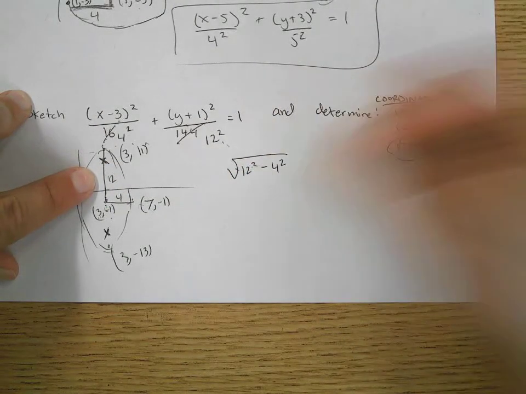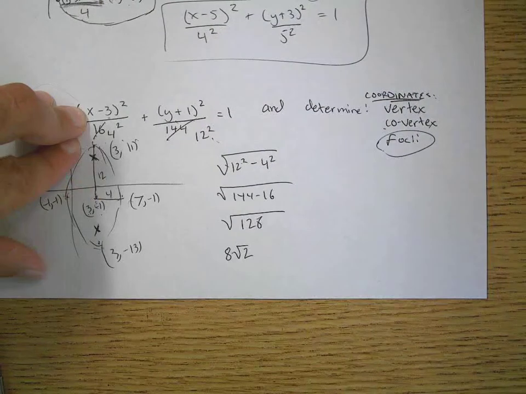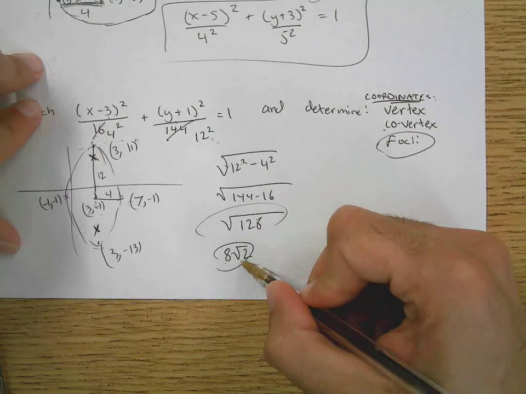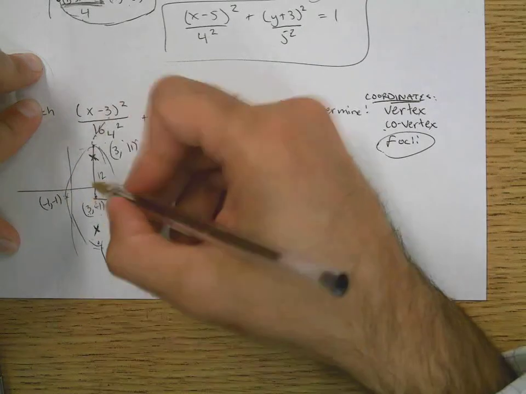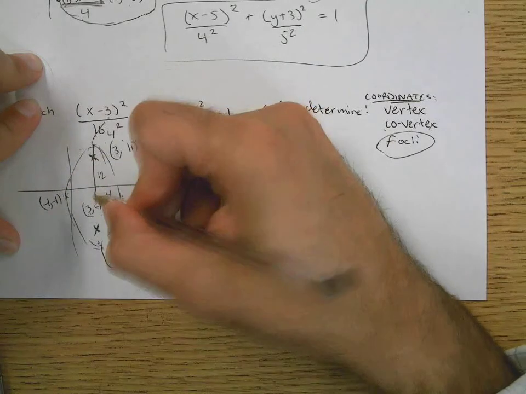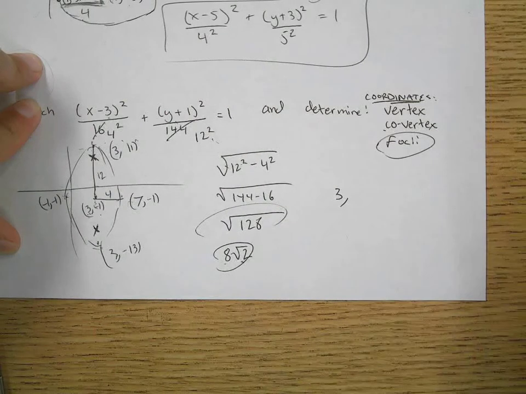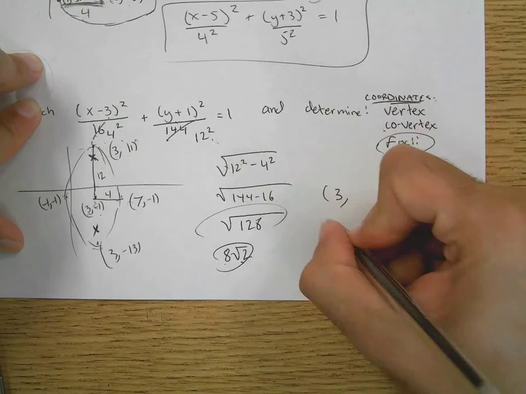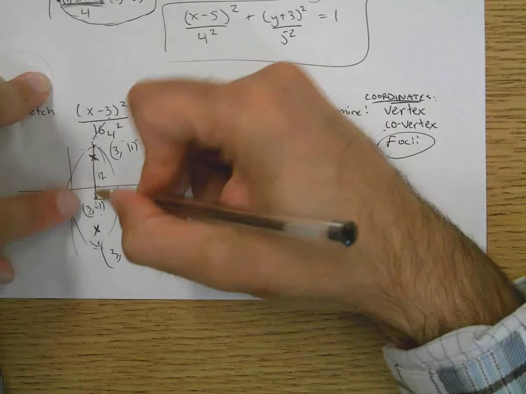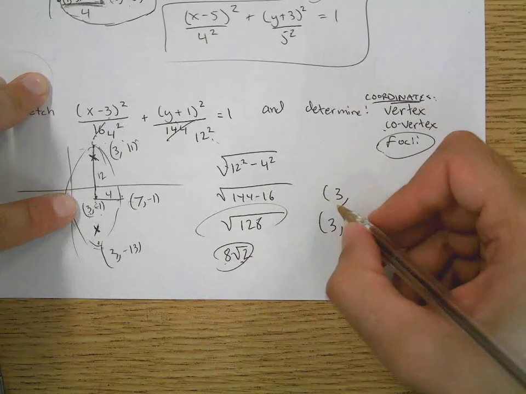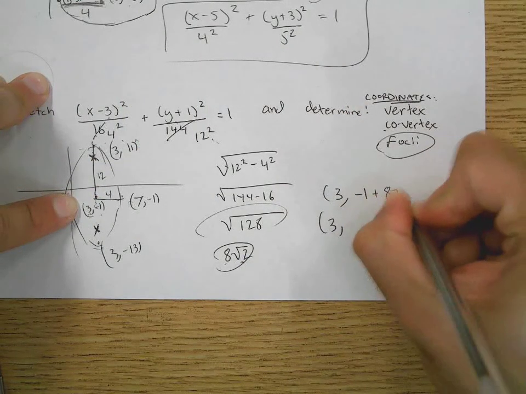Now remember that the foci are along the major axis, so what's not going to change? Right, the 3, that's going to be the x-coordinate, that's not going to change either time. But what am I doing each time? Well, I'm going up this length, I'm going up square root of 8 squared minus 2. I'm starting at a -1. I go up that much. I started at a -1. Now I'm going to go down square root of 8 squared minus 2. And those are my foci.